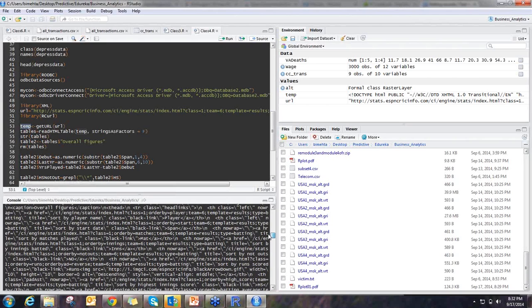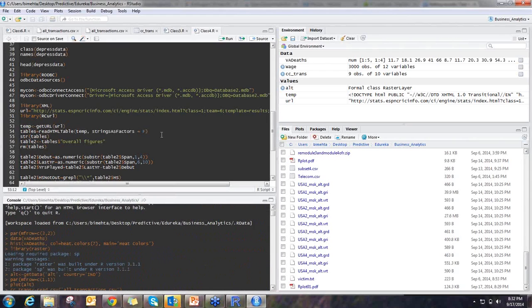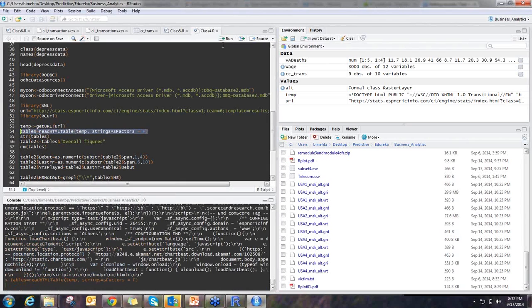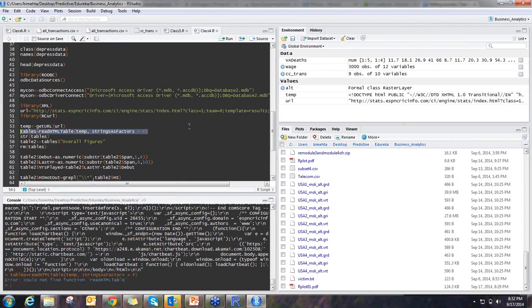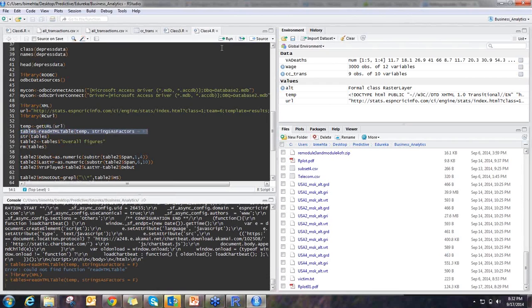Now how do I derive information out of this? There are several functions available which you will learn in your course. What I'll do is first parse this into a table format and read the necessary tables over there. Read HTML table. I'll have to load the specific library, so I'll load the library XML. Now this will help me read the tables within this data.